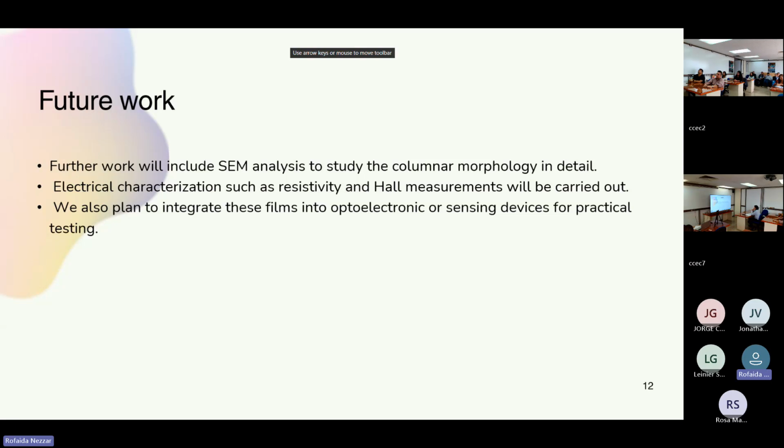For future work, of course, we plan to perform SEM as well to directly visualize the surface morphology and the columnar nanostructures and measure porosity. We'd also like to conduct electrical measurements such as resistivity and carrier mobility to link these properties with electronic properties. And finally, we aim to integrate these layers into plasmon-enhanced solar cells or even gas or optical sensors to evaluate the potential.